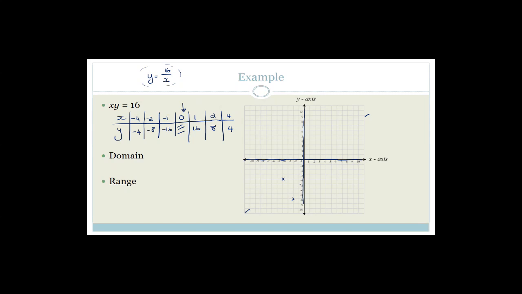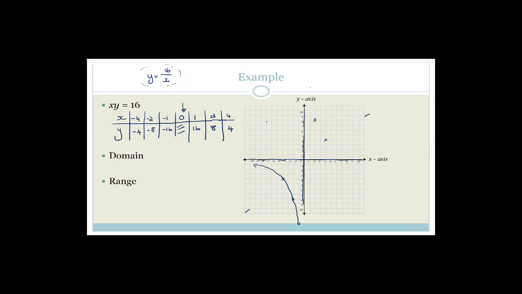If x is minus 1, y is minus 16. Okay, so it does something like that. And obviously I could have chosen an 8 here to make it easier for me to see. Similarly, if x is 1, y is 16, it's up there somewhere. If x is 2, y is 8. And if x is 4, y is 4.